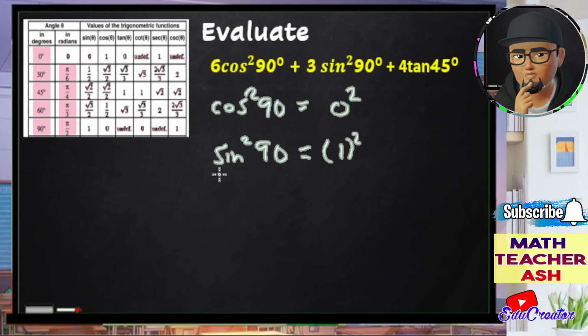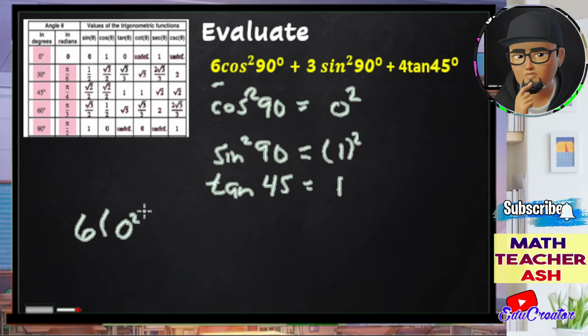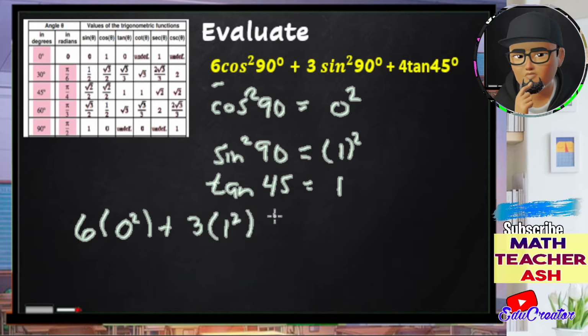And finally, we have tan 45 degrees. This is not squared, so our answer is 1. So by simplifying, we have here 6 multiplied by 0 squared. Then we add plus, we copy the 3, and then sine squared 90, that is 1 squared. So we multiply by 1 squared, and then plus 4, because we have a 4 here, tan 45. Our tan 45 is 1.